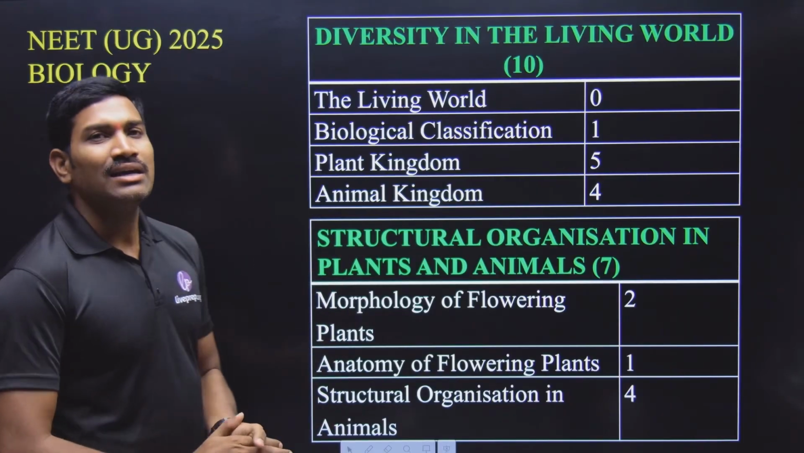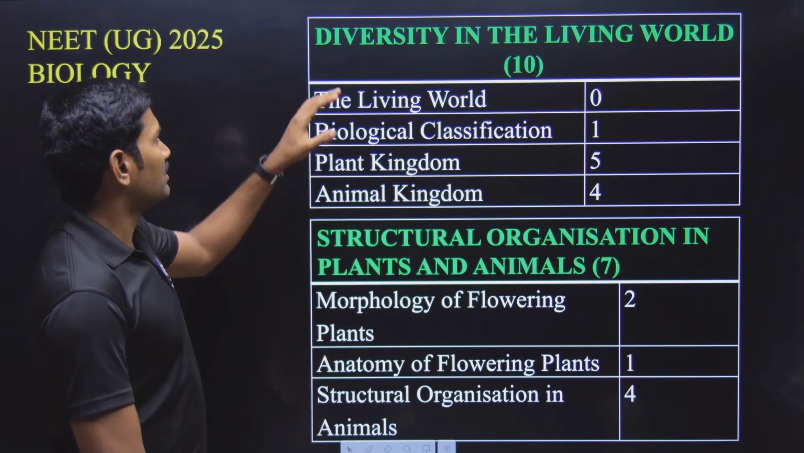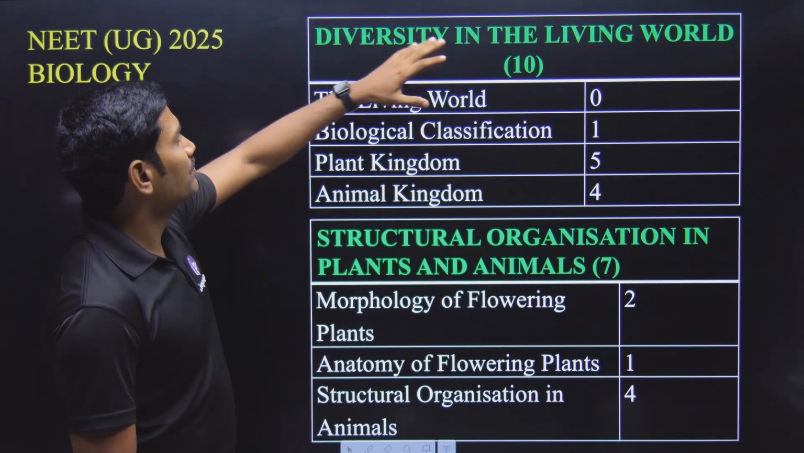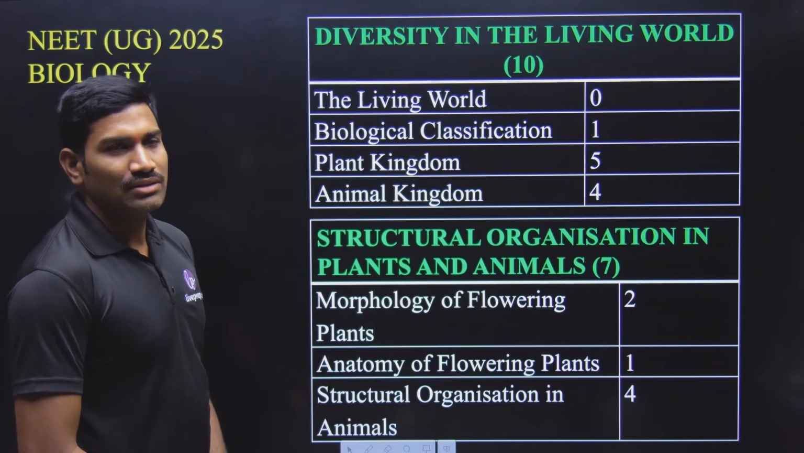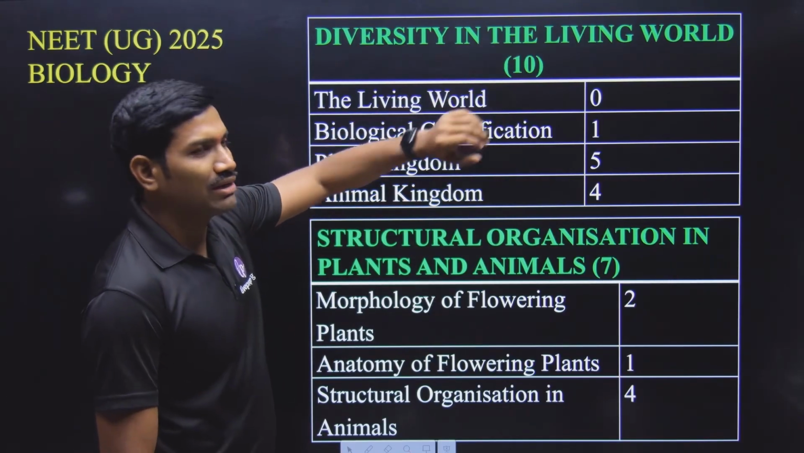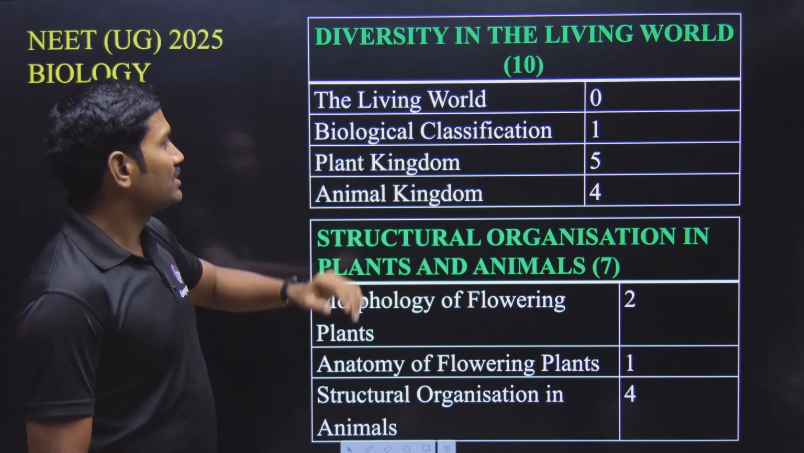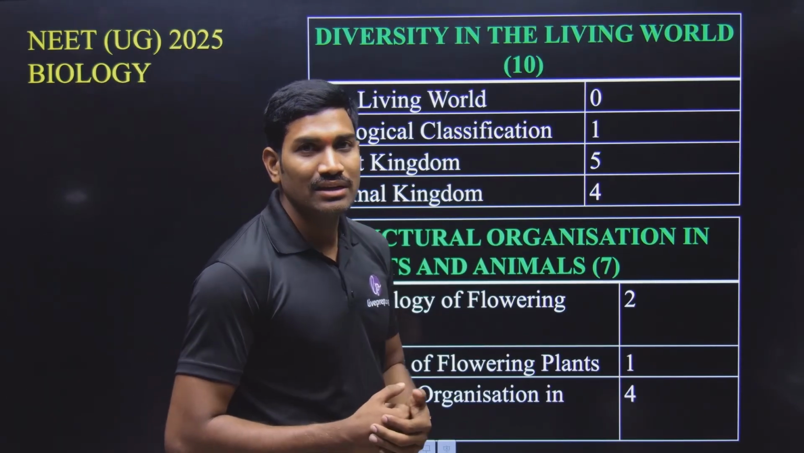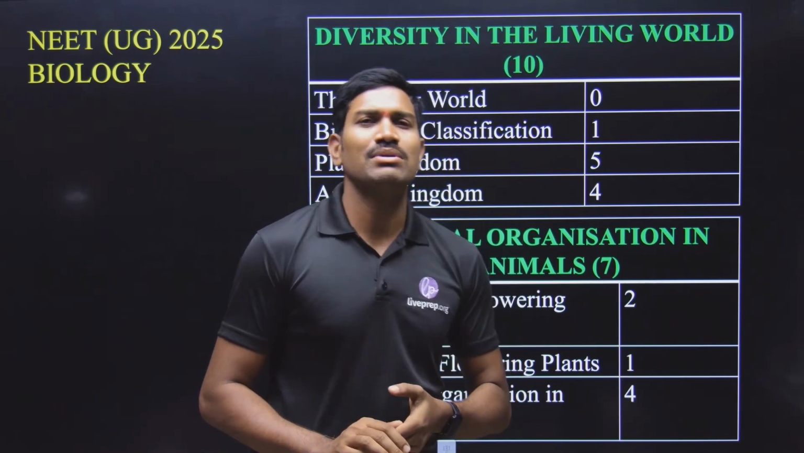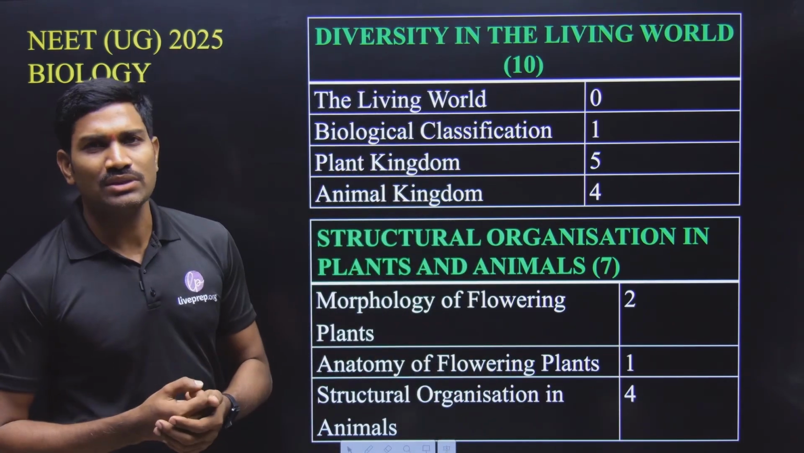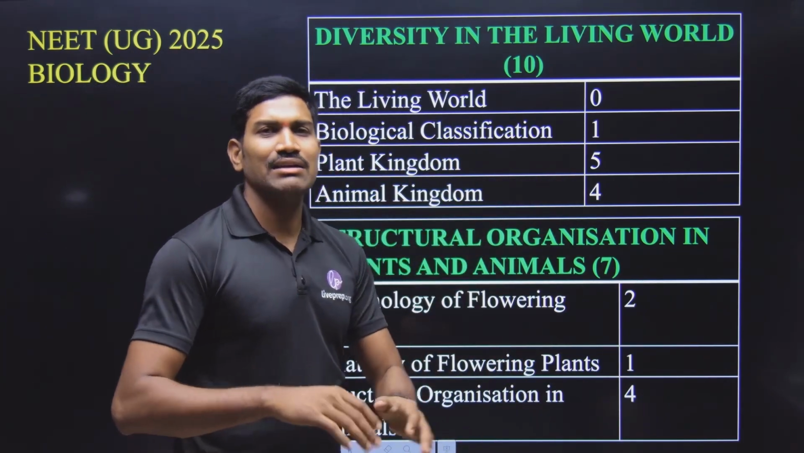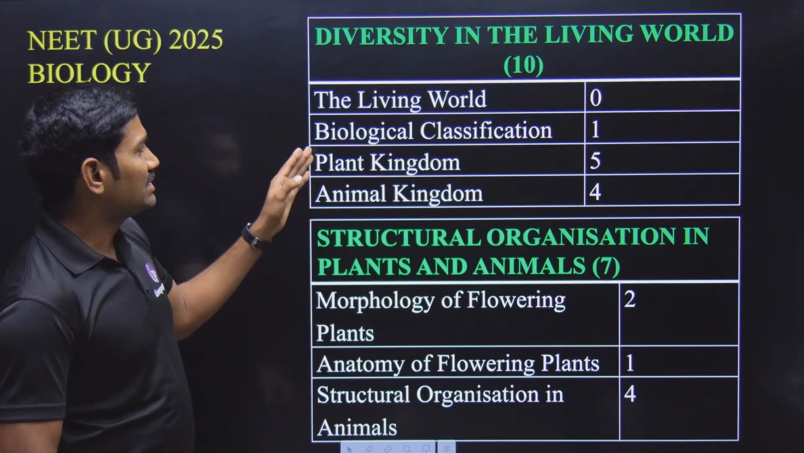First we will start with class 11th biology chapters. First unit is diversity in the living world. From this unit they have asked a total of 10 questions. Here a total of 4 chapters are there. First chapter is the living world. This chapter is very small, but generally we expect one question from it. But this time they have not asked even a single question from this chapter.